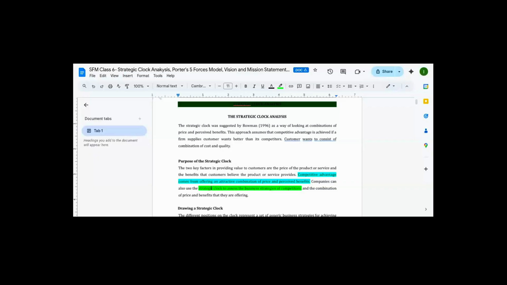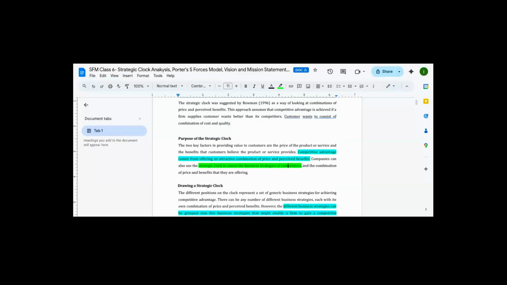The strategic clock is used to assess the business strategy of competitors. I mean, this strategy aids benchmarking. We can use it to assess the pricing strategy of our competitors, the promotional strategy of our competitors, and some other strategies that they are using, including their CSF, critical success factor. So this strategy is all-encompassing.